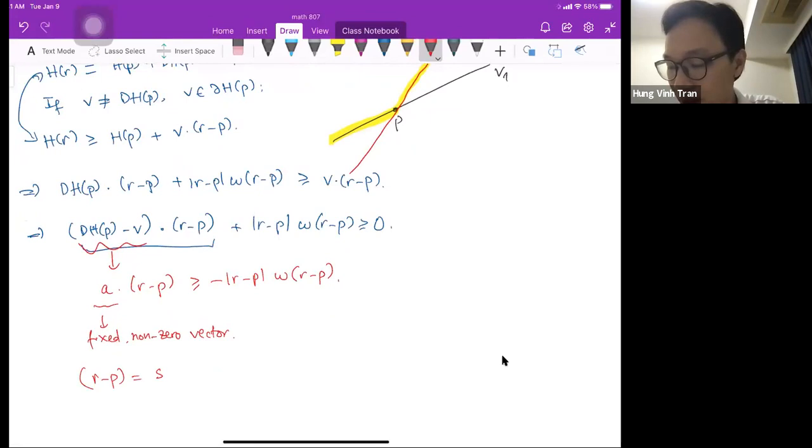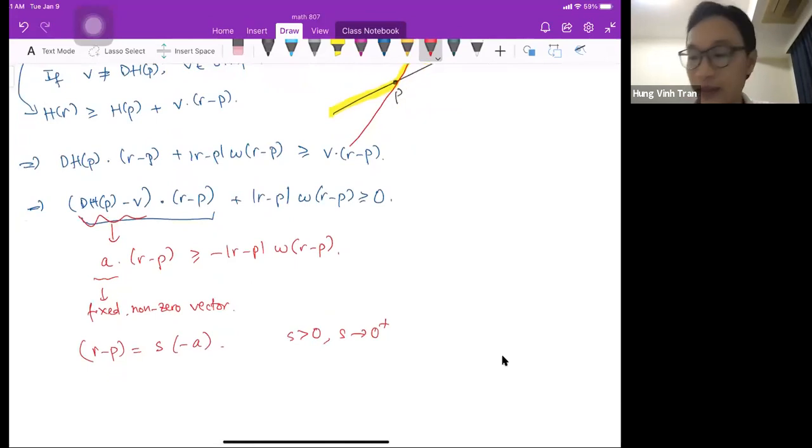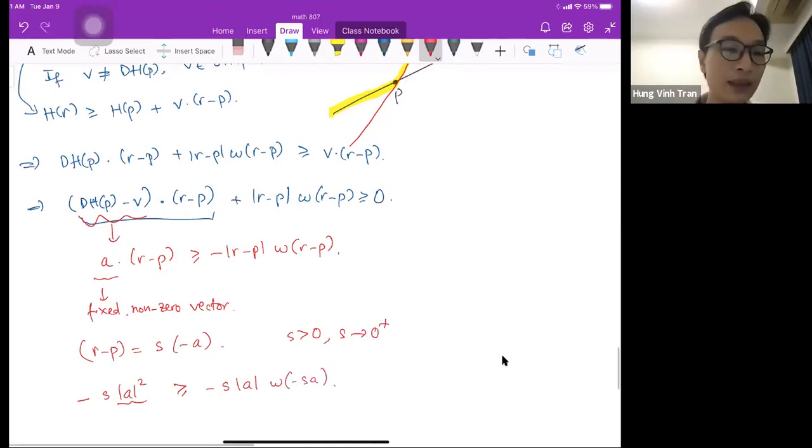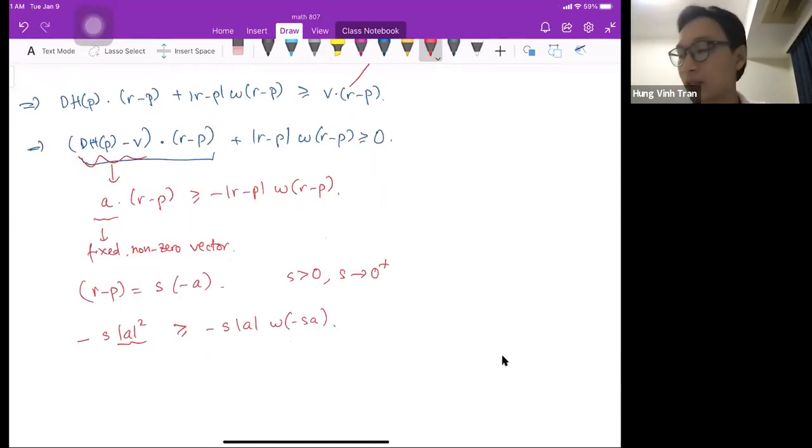S times minus a. And you take s greater than 0, s goes to 0 plus, you see the contradiction, right? Because the left hand side is going to be minus s times a square. This is a fixed number. It's going to be greater than minus s times a times omega minus si or something like that. And that's a contradiction. Does that make sense?